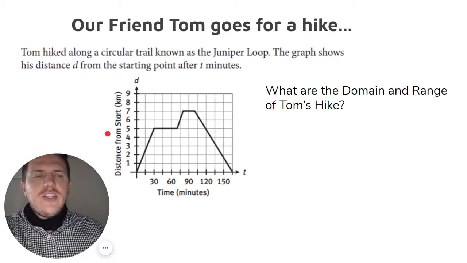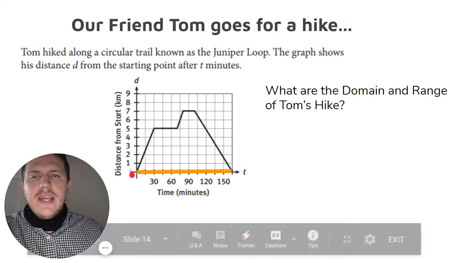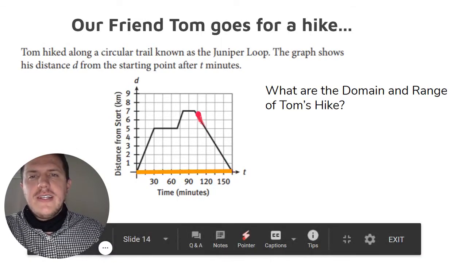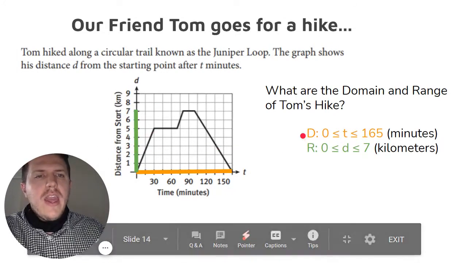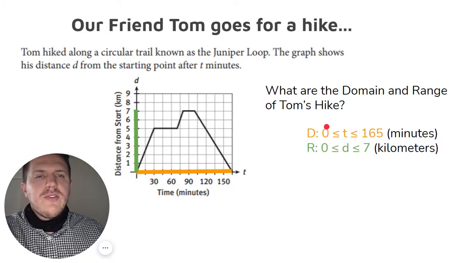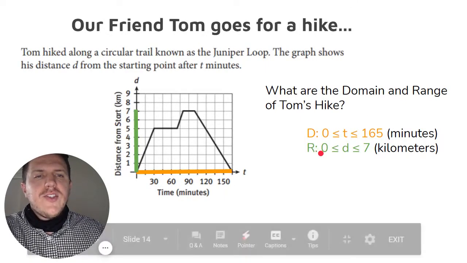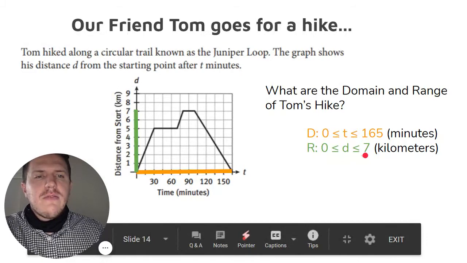The domain and range of Tom's hike can be found, once again, domain is all my x values. It's continuous because all these points are connected. So it would be all these points in orange here. Same with the range. The range would be all these values between 0 and 7. So we would represent that as a compound inequality. 0 is less than or equal to t, less than or equal to 165. My range is 0 less than or equal to d, less than or equal to 7.